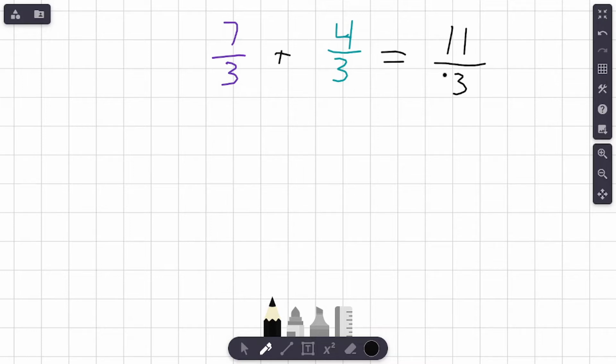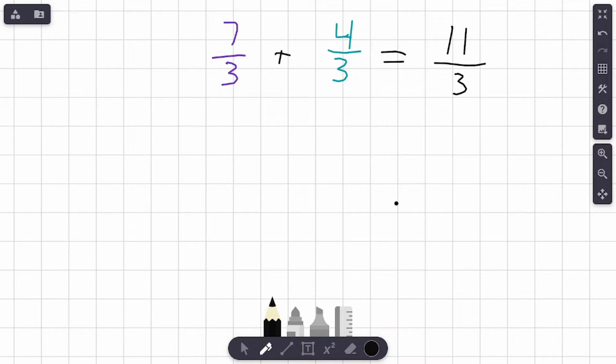Now, let's talk about that real quick. 11/3, 11 over 3. This numerator is larger than the denominator, which means that this fraction is more than 1. Okay, it's more than 1. It could be 30, it could be 50, it could be a million. We do not know yet, but what we do know is that it is more than 1.